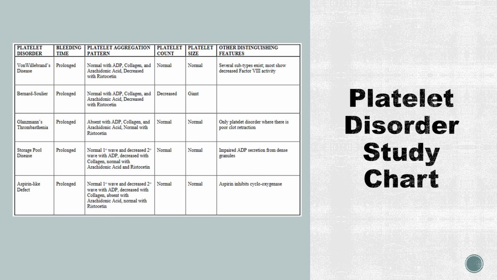Before we get started with the case study, I just wanted to post the platelet disorder study chart. It's going to have platelet aggregation patterns, bleeding times, counts, all of the distinguishing factors and test results that you would get in a platelet disorder, the name of the disorder, etc. So really study this. Again, this is posted in your coagulation unit as part of your review. This is a great study tool, especially when we're talking about platelet aggregation patterns and platelet disorders.